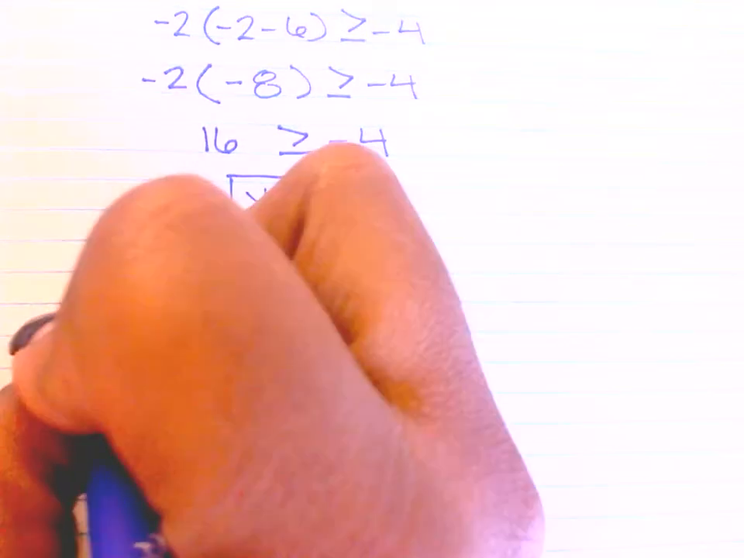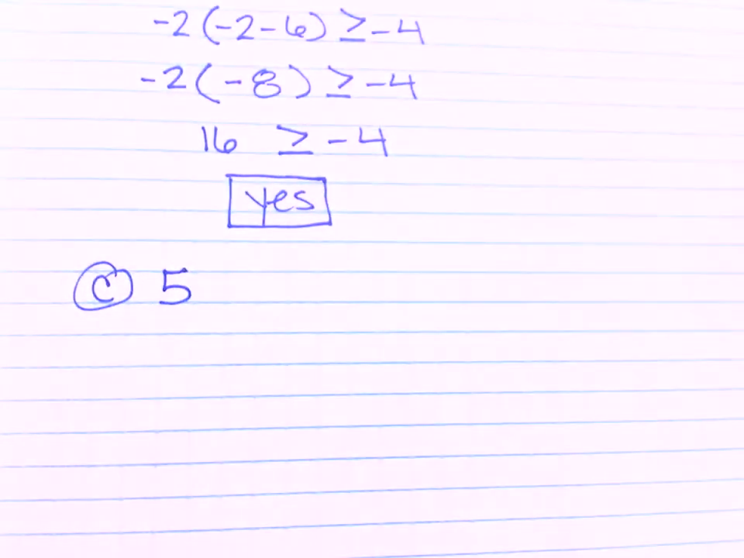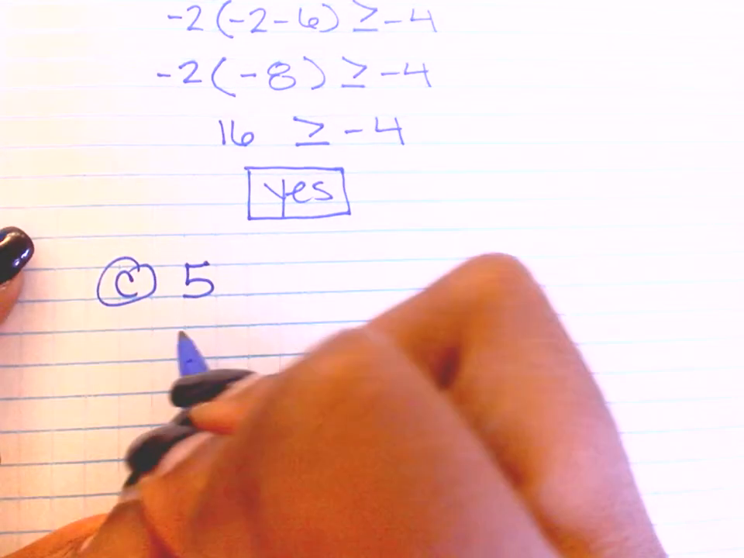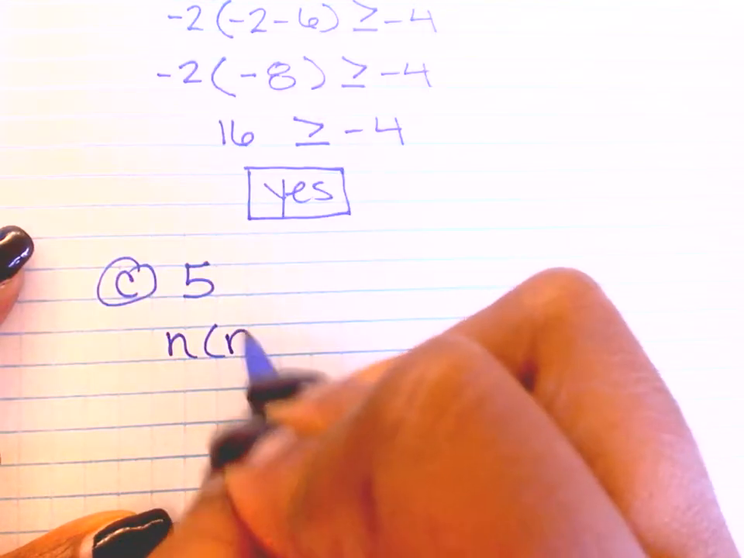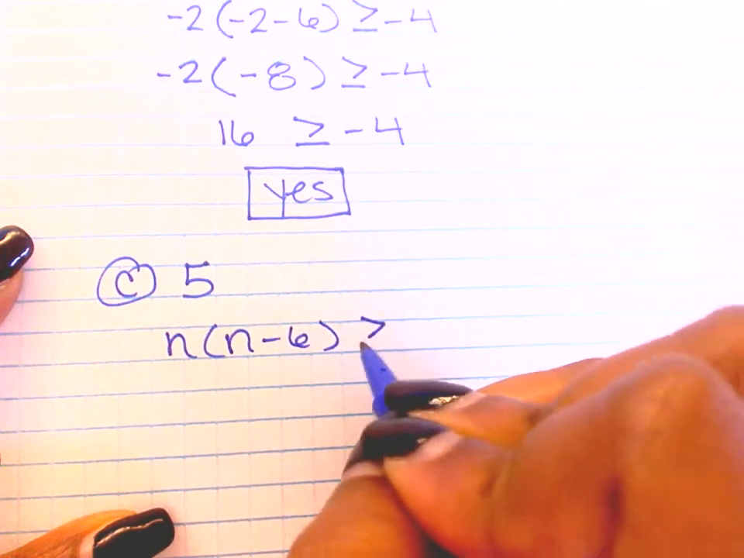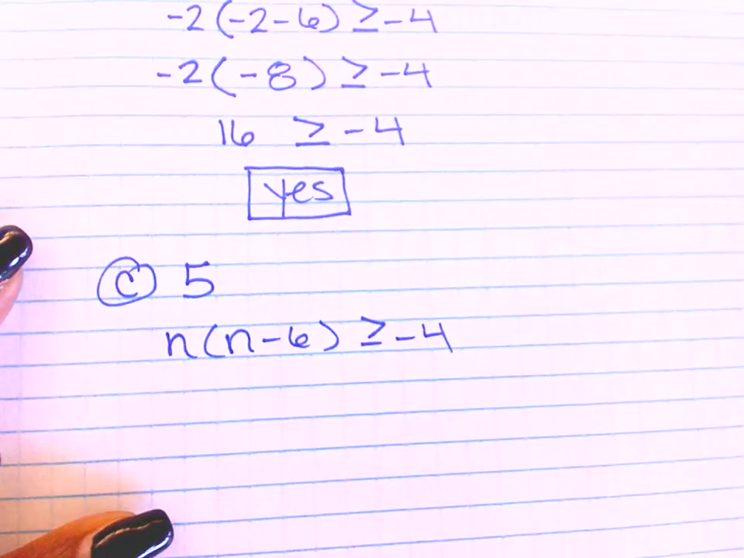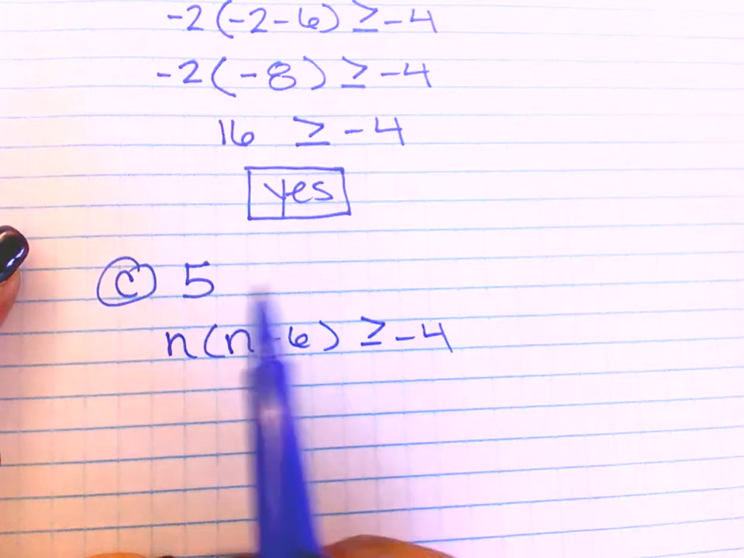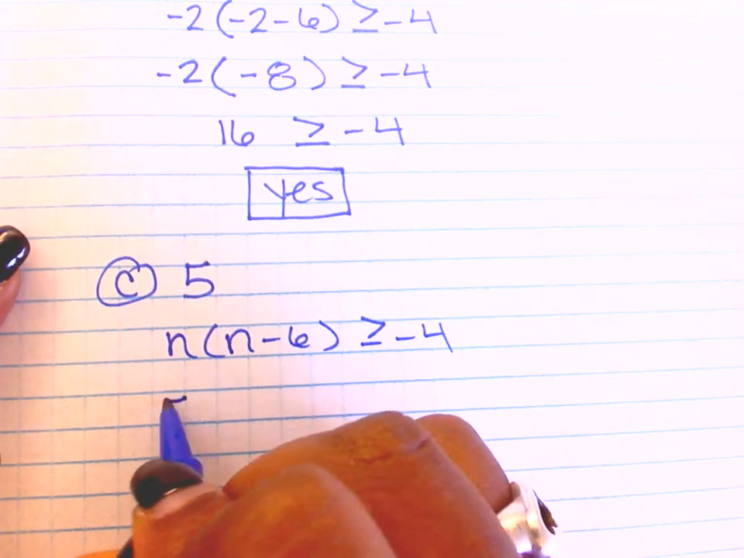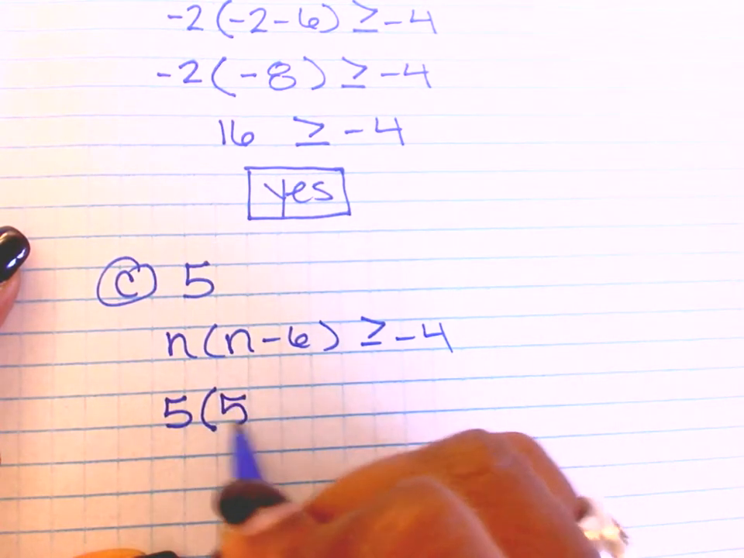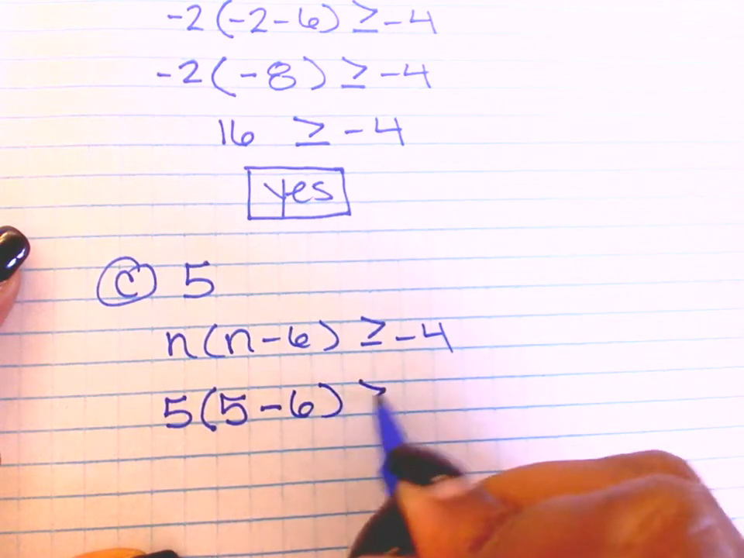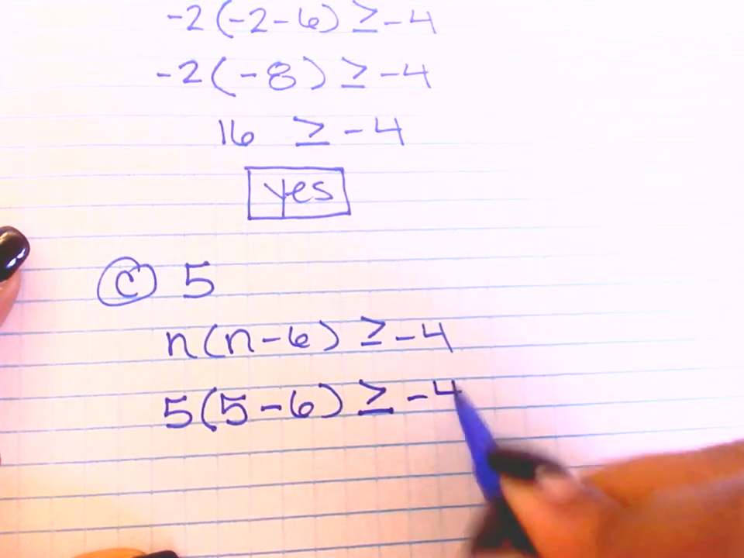Okay, last one for example 1. They want us to insert the number 5. So again, the equation is n times n minus 6 is greater than or equal to negative 4. So the first thing I'm going to do is substitute 5 in for n. So 5 times 5 minus 6 is greater than or equal to negative 4.